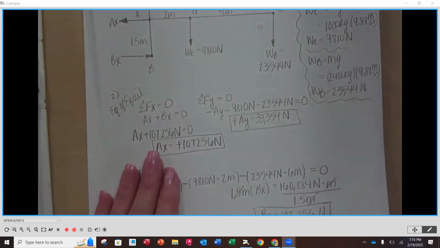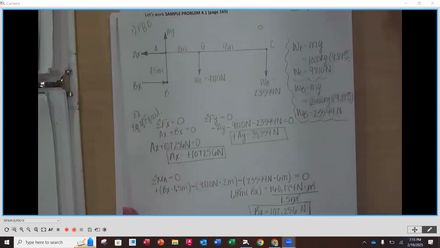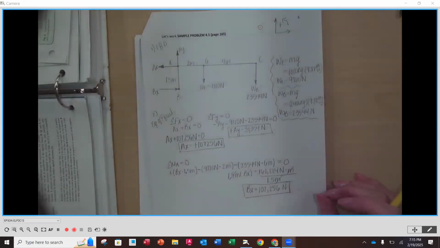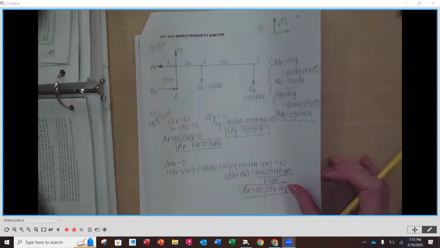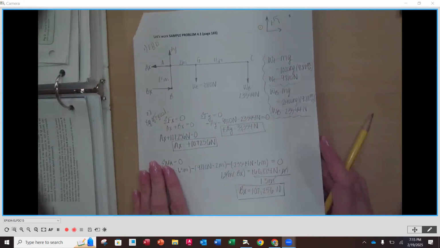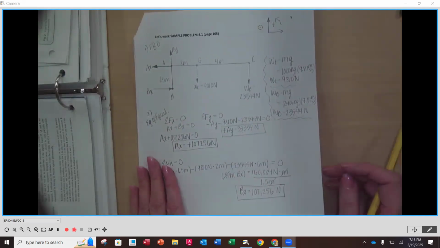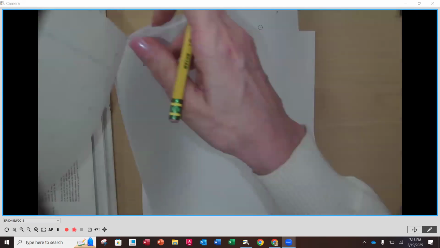All right. How did we do on sample problem 4-1? Any questions? Kind of fun, isn't it? I know you guys are looking forward to getting into the homework already. I don't blame you. Should we do a homework problem? Yeah, let's do one.